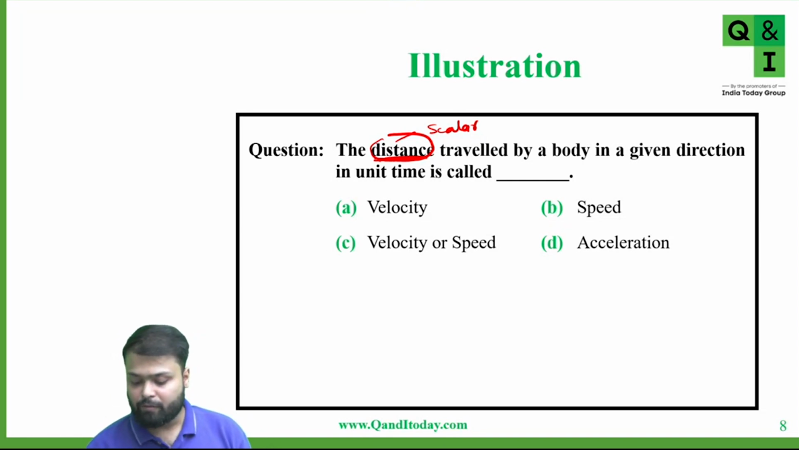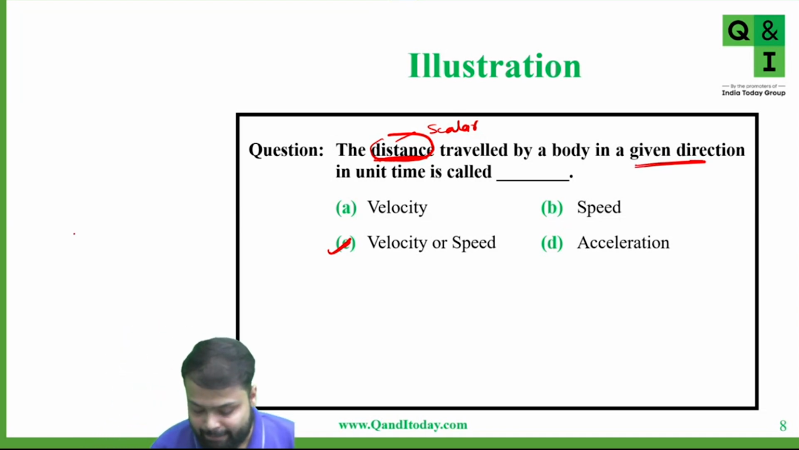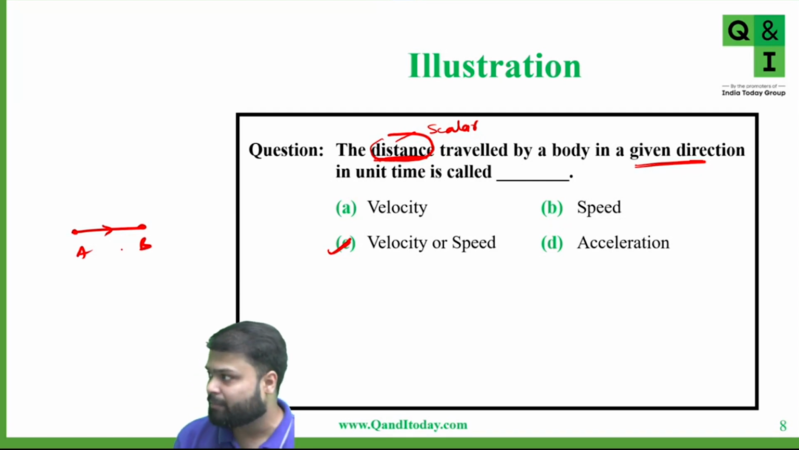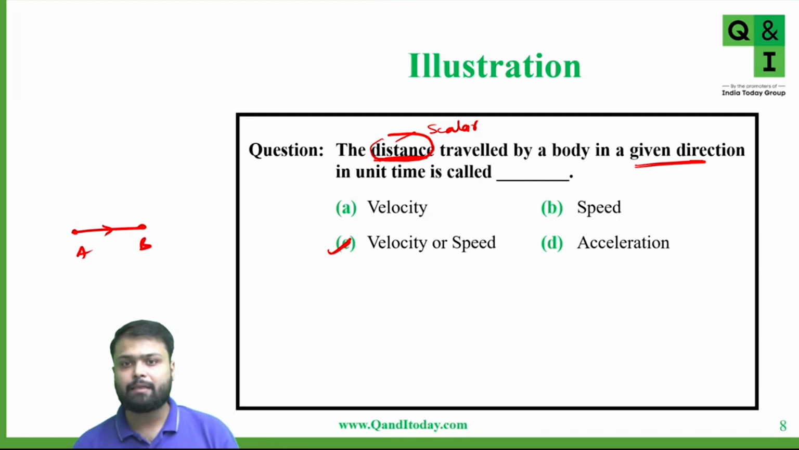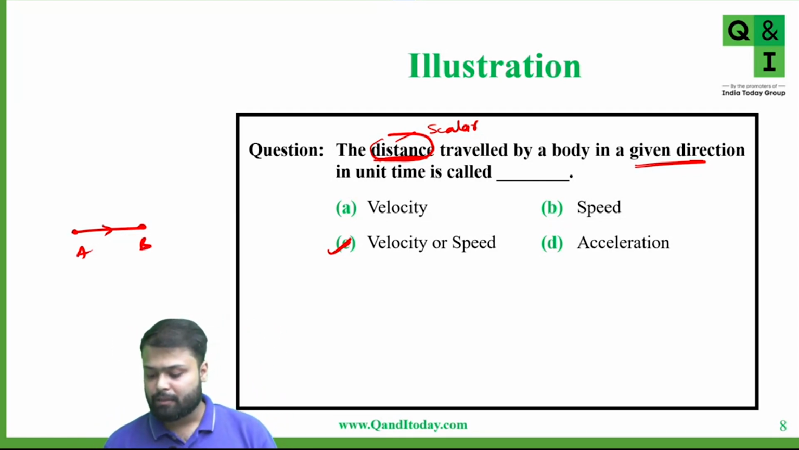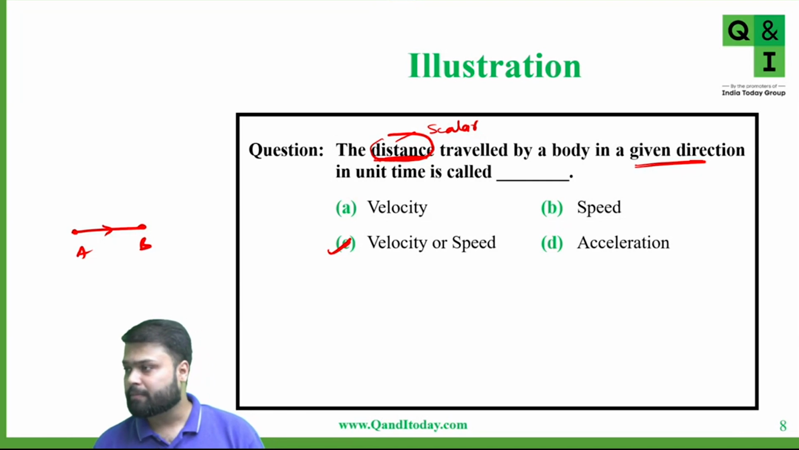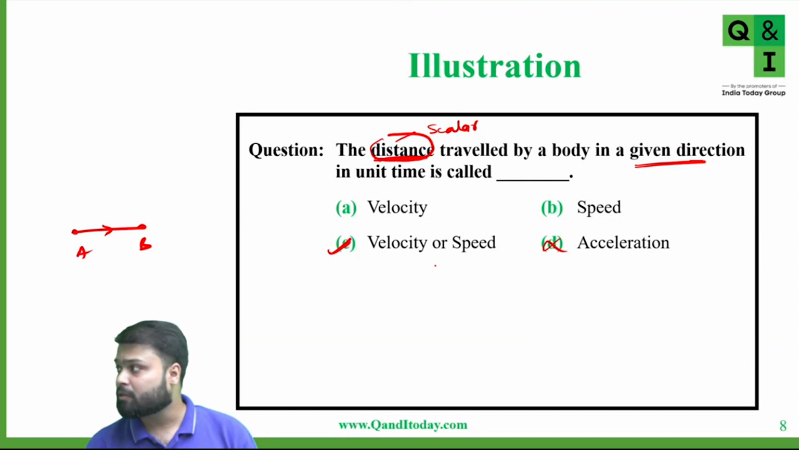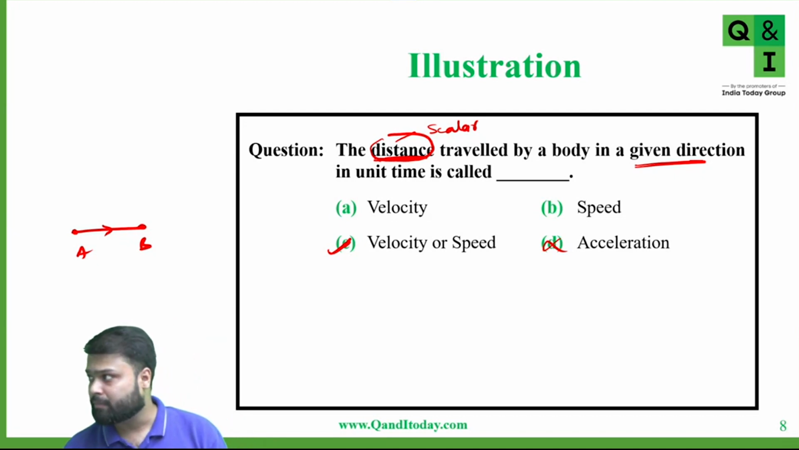How many of the options can we say? Because the direction is fixed there. If a body is traveling in a straight line without changing the direction, that means in a specified direction, in that case, can we say that distance is equal to displacement? Yes or no? Option D is incorrect. Why? Because distance or displacement per unit time is called velocity or speed. Acceleration is change in velocity per unit time. So option D is wrong.